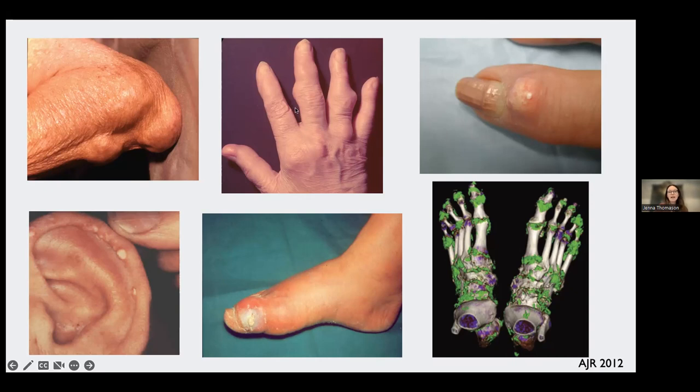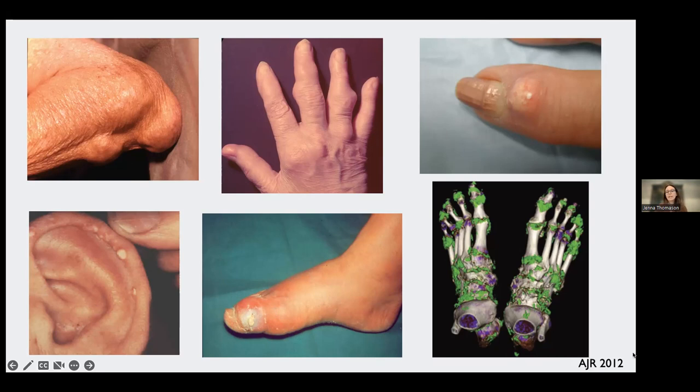And this patient has multiple tophi in the hands. Here's a tophus here. A really just fat toe, likely a lot of tophi in there.